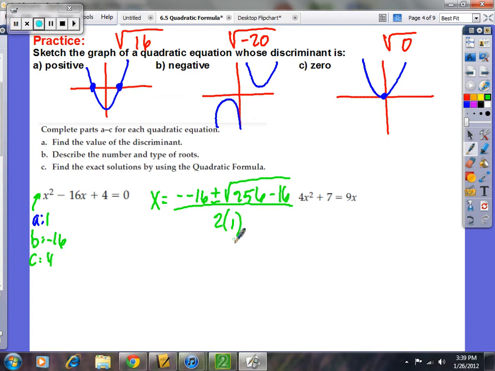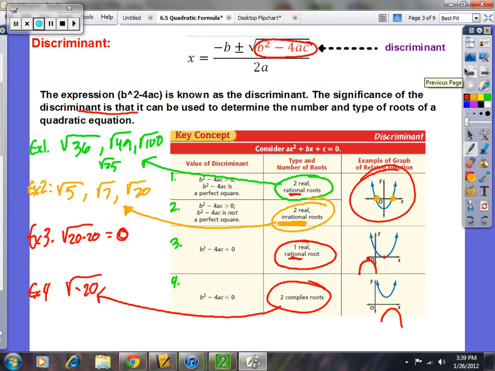Alright, let's do instruction A. Instruction A says find the discriminant. Discriminant is going to be what's under the square root. So I'm just going to do 256 minus 16, and that is 240. Okay, B. Describe the number and type of roots. Well, the discriminant is 240. 240 is going to fit, I think, number 2. It's positive, but I don't think you can do square root of 240 and get a whole number. You can't.